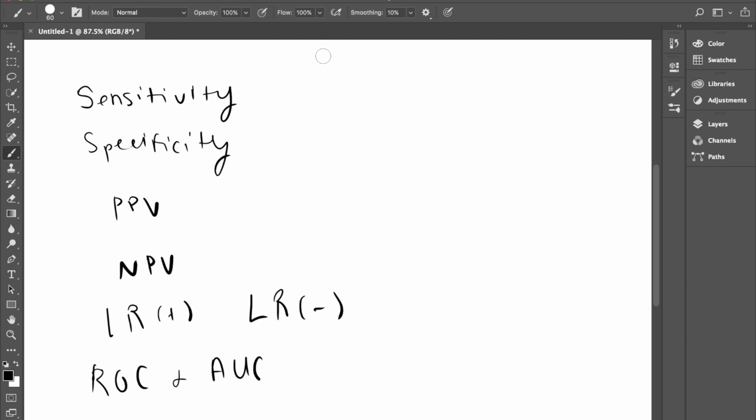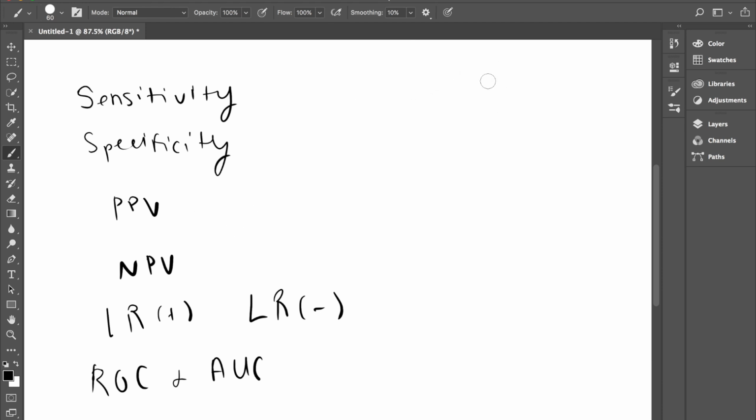Now, I'm probably not going to go over all the calculations, especially for sensitivity, specificity, positive predictive value, negative predictive value. I'll go over the definitions, but these are essentially very simple calculations that I'll have examples of in the description below. So let's start with sensitivity. Oh, and I guess what we should mention first is that we're using 2x2 contingency tables to determine these values, essentially.